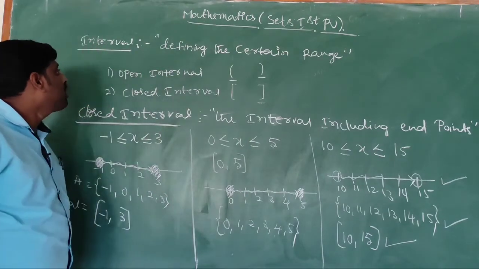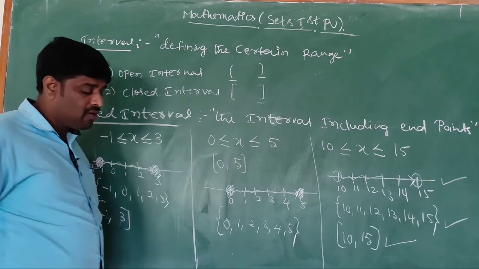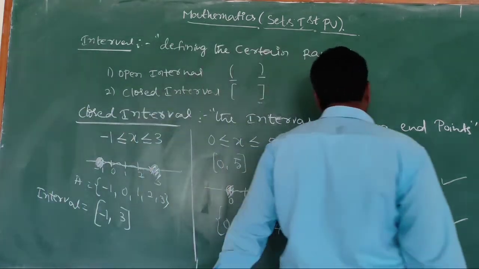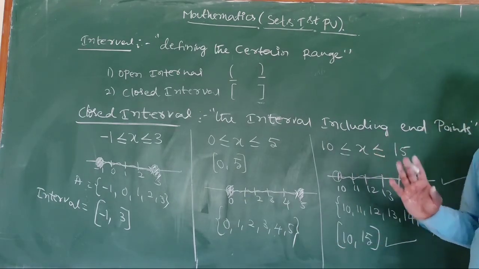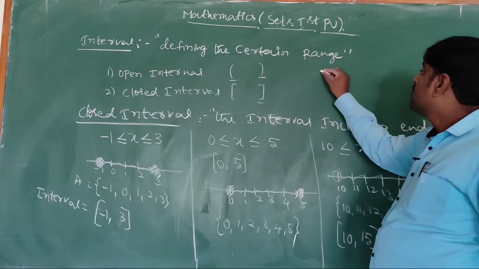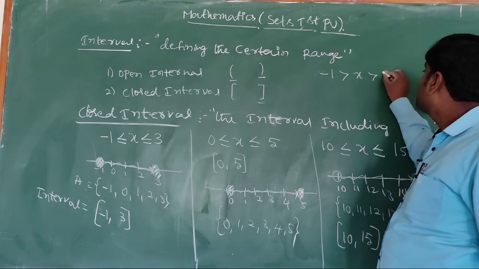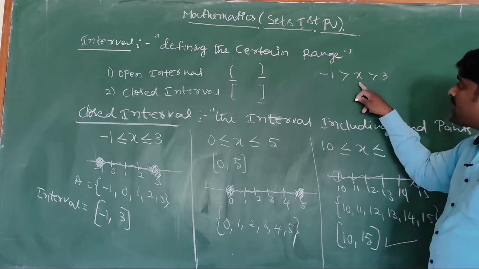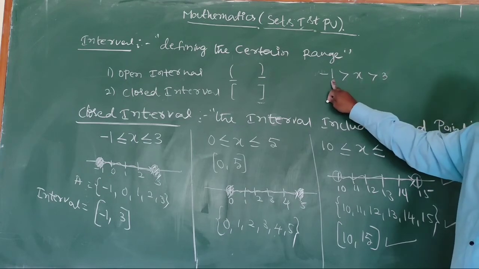So these are the two types of interval: one is open interval, another one is closed interval. Sir, we have one doubt. Always you are using less than or less than or equal. What about greater than? We will not use greater than. So observe here. Suppose -1 greater than x greater than 3 comes. So here x is greater than 3, but x is less than -1.